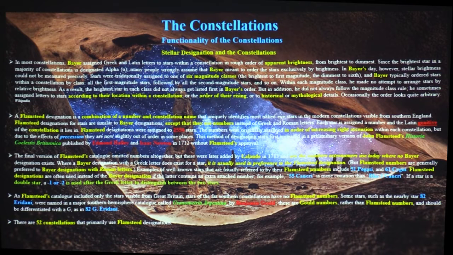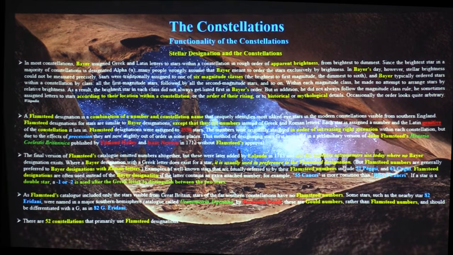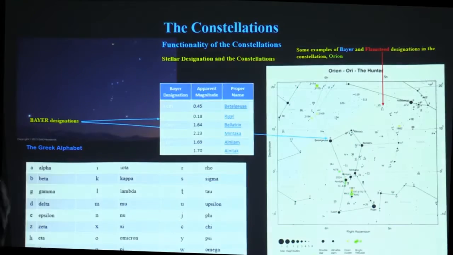Okay, so because his catalogue includes stars visible from Great Britain, stars of the far southern constellations have no Flamsteed numbers, which explains a lot. So some stars, such as the nearby star 82 Eridani, were named in a major southern hemisphere catalogue called Uranometria Argentina by Benjamin Gould, and they've got a G in front of them. It's another cartographer. So they're called Gould numbers. So there are 52 constellations that primarily use Flamsteed designations.